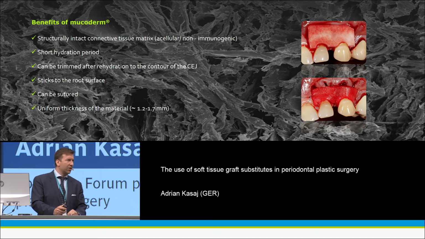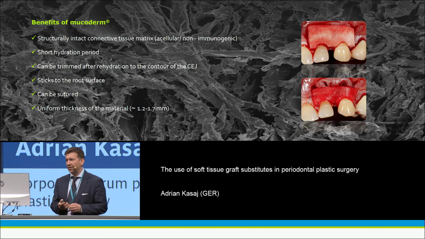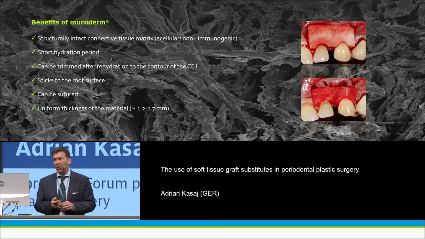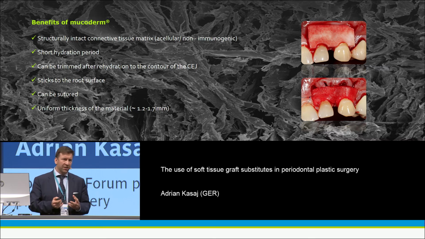So what are the benefits of the matrix? From my point of view, you have a structurally intact connective tissue matrix. It is acellular, it is non-immunogenic. You have a short hydration period. You can rehydrate this matrix in autogenous blood or saline solution. You can trim it and cut it after rehydration. So you can nicely adapt it to the recipient side, which is definitely a benefit. You can insert it into a tunnel, you can suture it, so you have enough time to work with this material, and you can see the newest generation has a thickness which is ranging between 1.2 to 1.7 millimeters.